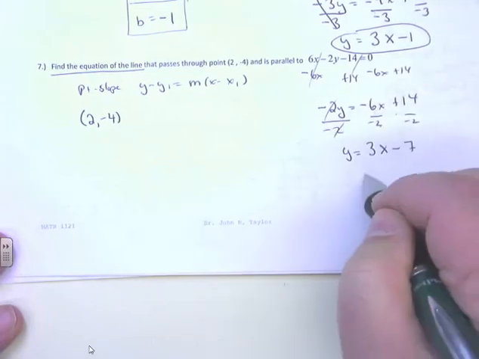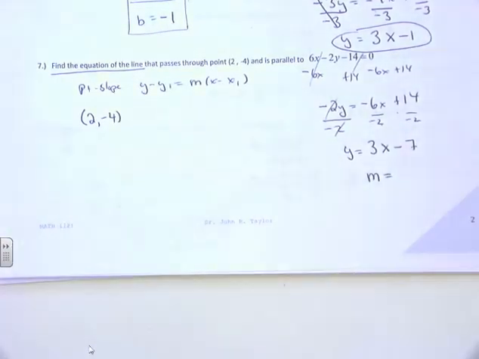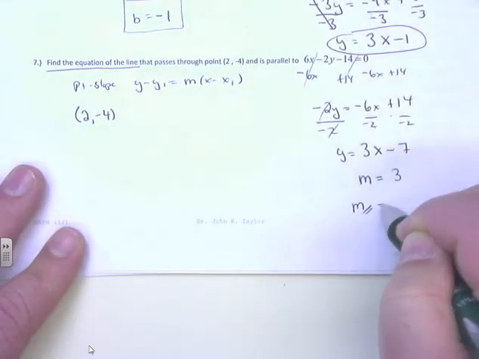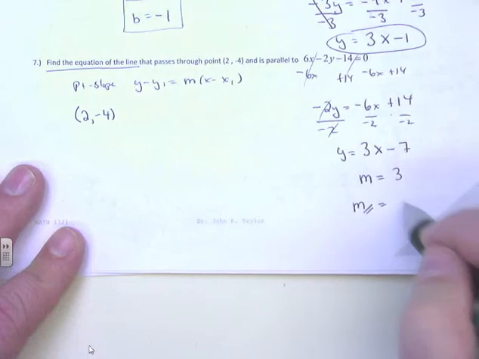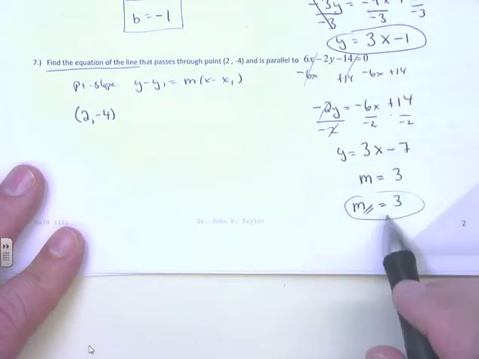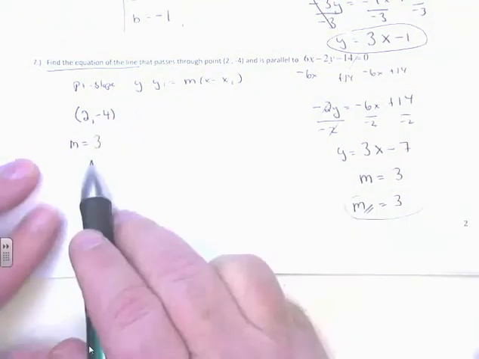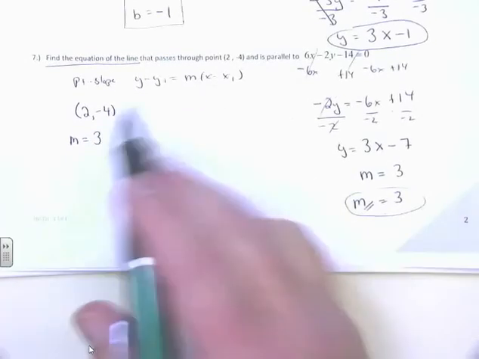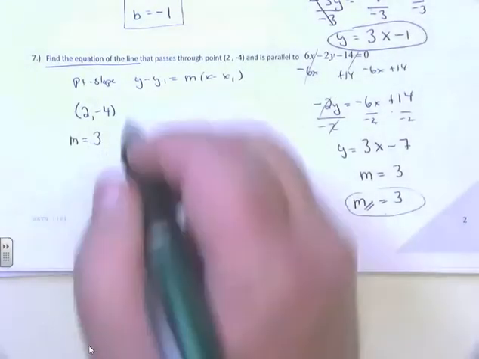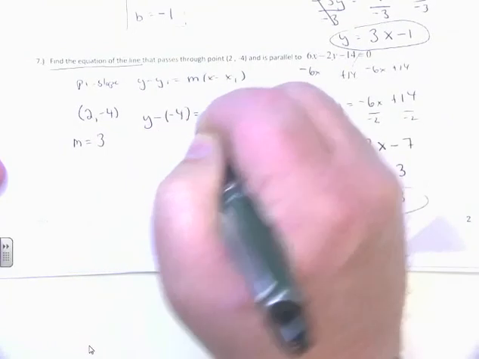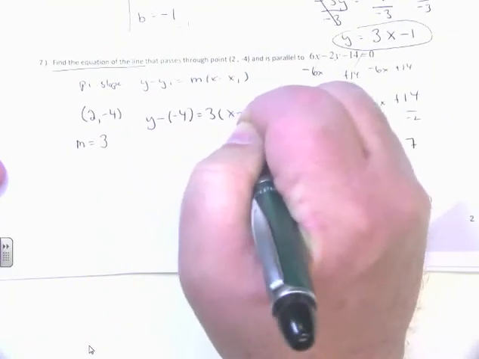Negative 7. So now I ask you the question, what's the slope of this line they gave me? 3. And hence, by definition, what would the parallel slope be? 3, because parallel lines have the same slope. So now I have my slope of 3 and my point. Now I'm going to plug into my point slope formula: y minus negative 4 equals the slope of 3 times x minus 2.